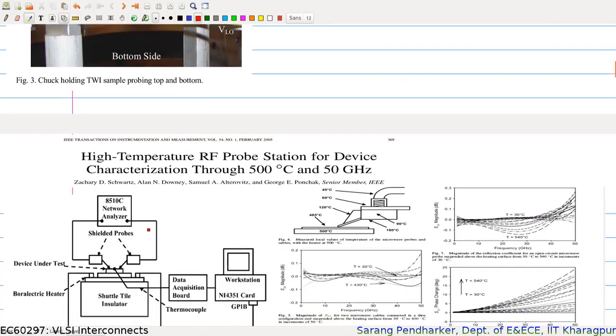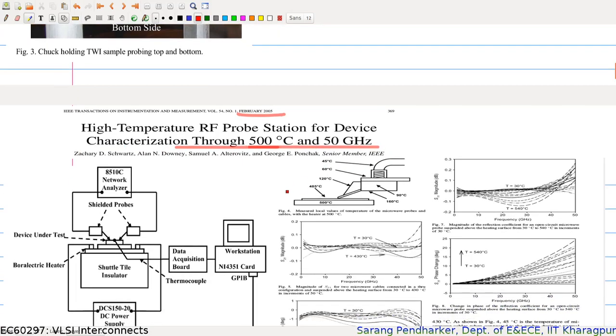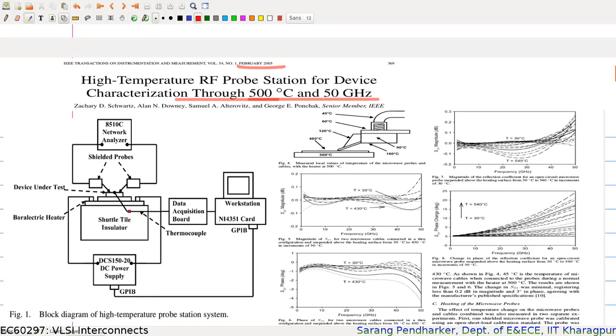Then there is another paper, from 2005, on a high temperature RF probe station for device characterization through 500 degrees centigrade and 50 gigahertz. So this is a vector network analyzer, also called VNA. If you have done a microwave lab or any course on microwave, you might be aware of this. What is VNA?